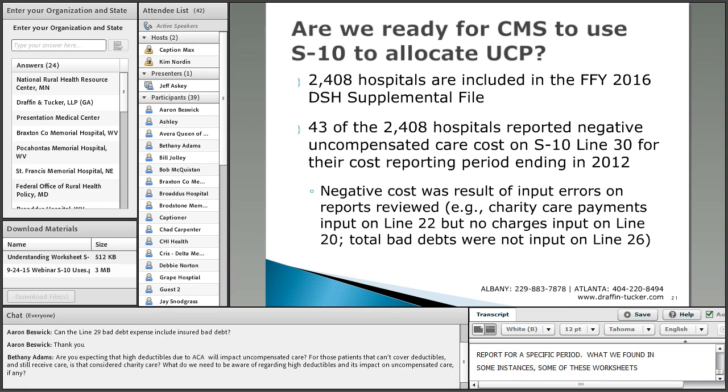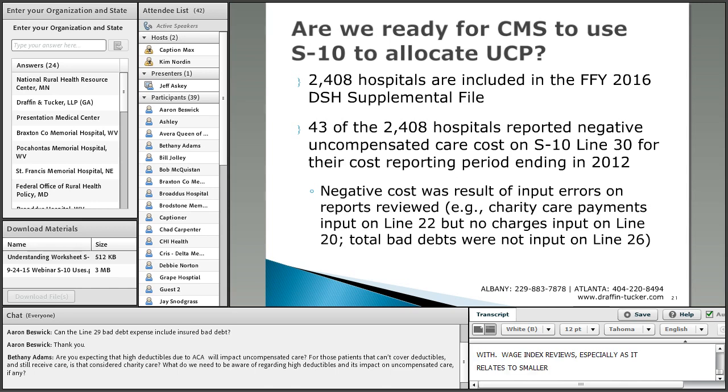Yeah, I think the short answers to those questions are yes. Are you expecting that high deductibles due to ACA will impact uncompensated care? I do. For those patients that can't cover deductibles and still receive care, is that considered charity care? Well, that's going to be dependent on the hospital's policy as it relates to qualifying and categorizing individuals as charity care.